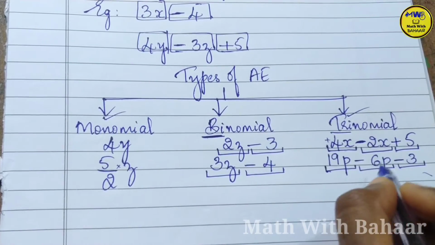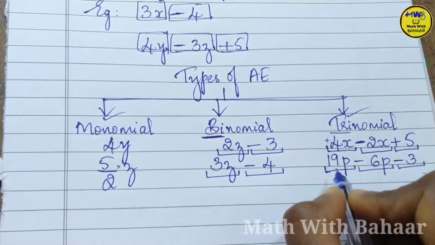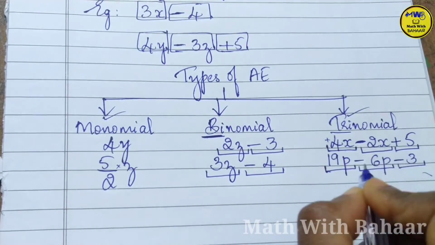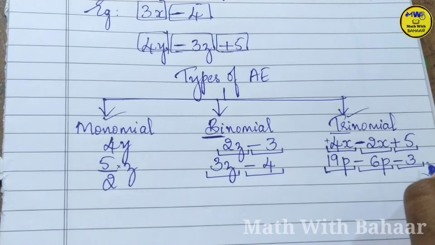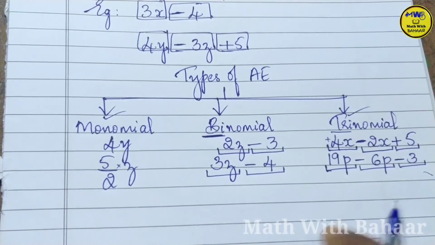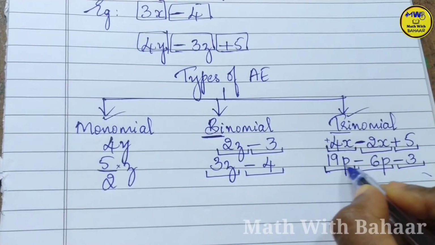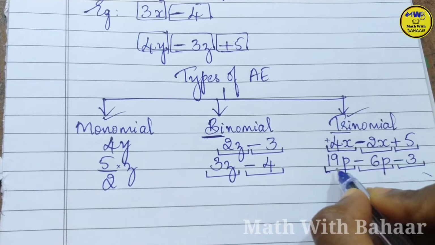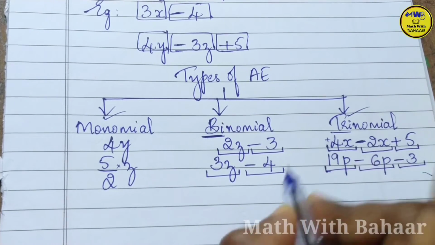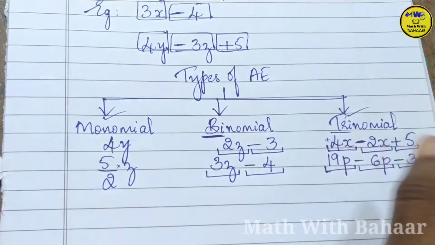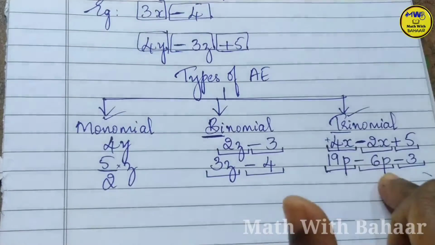Always consider the sign along with the number before it. So plus 19p is one term, minus 6p is the second term, and minus 3 is the third term. There are three different terms here. And one more thing I have to explain here is, you can see I have used one single letter in the whole expression. If you want, you can use different letters in one single expression, or you can use a single letter in a single expression. So this is a trinomial with a single variable.